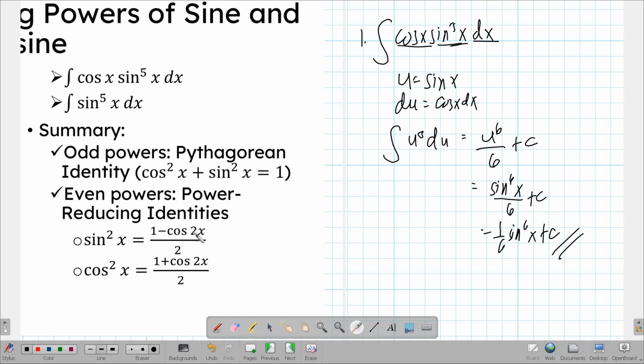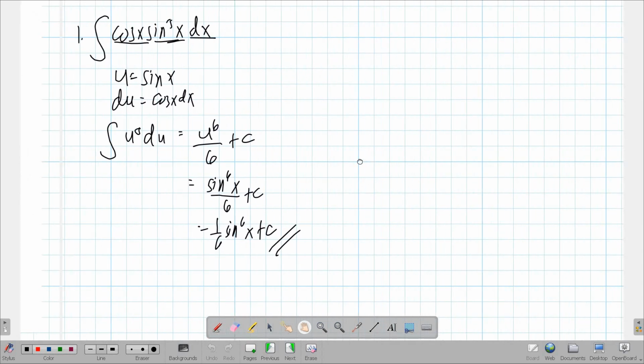If our sine or cosine are in odd powers, we can do some factoring so that we can apply the Pythagorean identity, cosine squared x plus sine squared x equals 1. If the powers of our sine and cosine are even, we can use the power reducing identities, which will help us in integrating. So let's work with sine to the fifth x.